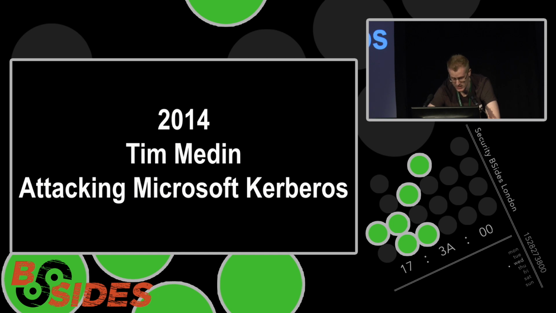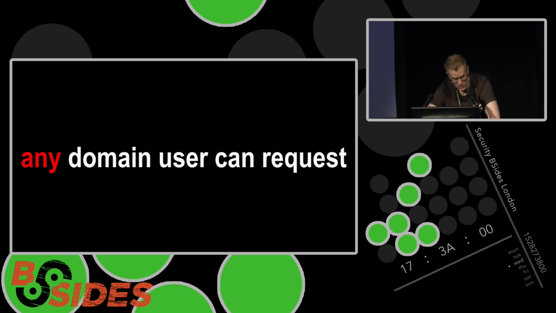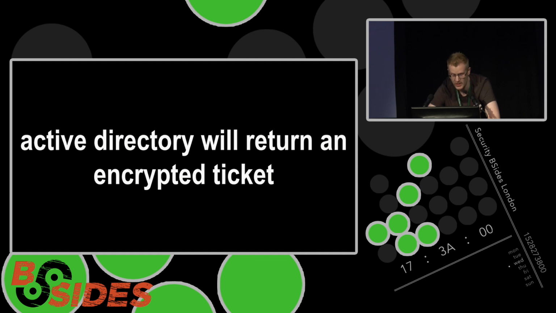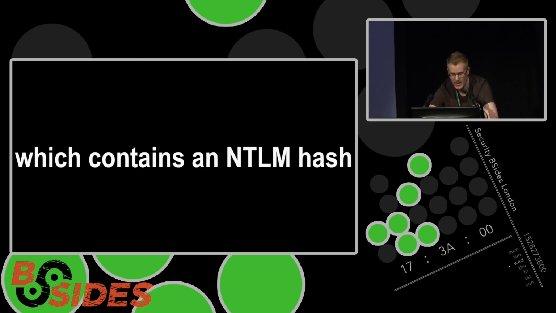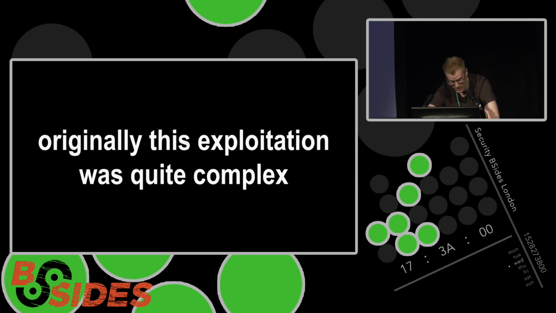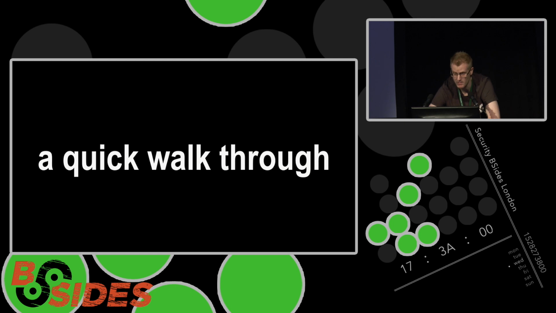Back in 2014, Tim Medin did a talk called Attacking Microsoft Kerberos, and from that, Kerberoasting was launched. Any domain user can request a service ticket for all service accounts. Active Directory will return an encrypted ticket, which contains an NTLM hash, and service accounts are typically in the domain admin group. Originally, this was quite a complex exploit to do, and a lot of people thought, I just can't be bothered to do it. But then harmj0y released it, it was included in PowerView, and I want to give you a quick walkthrough for those who haven't seen it or don't know how easy it is to do.